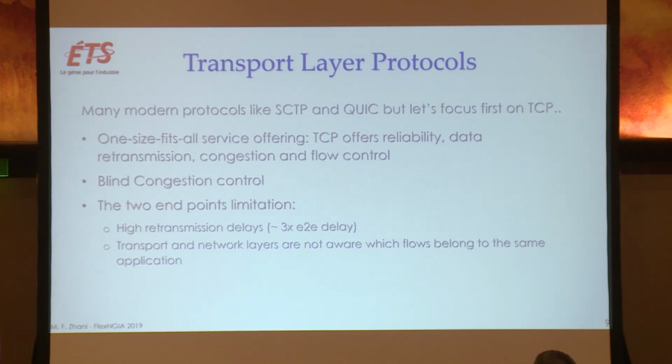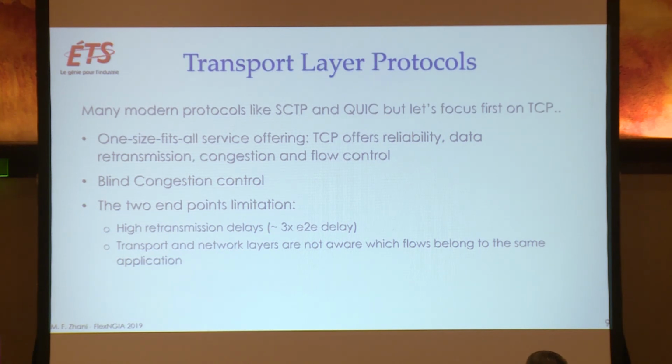Another problem with transport layers today is that they consider only two endpoints, okay? Basically you have the two endpoints that try to manage, and one direct implication of this is that we have high retransmission delays. If a packet is lost, it would require 3 times the end-to-end delay to retransmit it. Three times the end-to-end delay, this is huge. We can imagine another case where the network itself detects the packet loss and retransmits it, so we can reduce those delays.